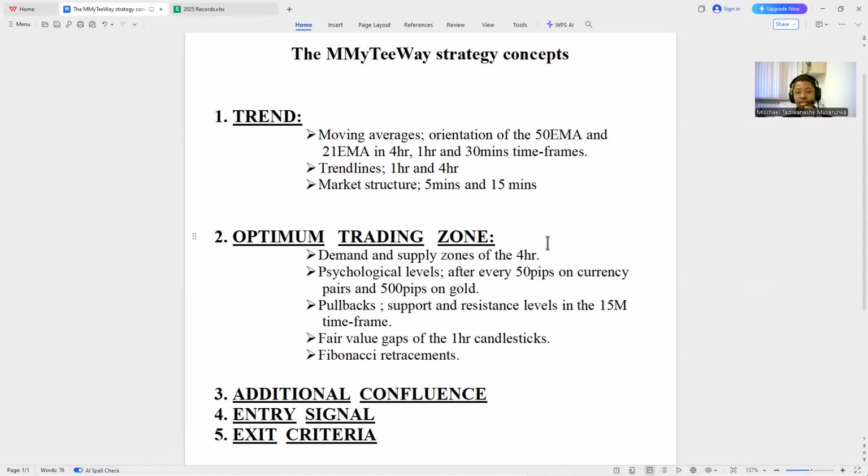Like for example, a person might not understand how I was using the Fibonacci retracement, but if you watch a full video in the course of a Fibonacci retracement, it will be easy. Or maybe fair value gaps. If you watch one video of fair value gaps only, not fair value gaps also in the video of the Optimum trading zone, it will only be the surface. It will not be in detail.